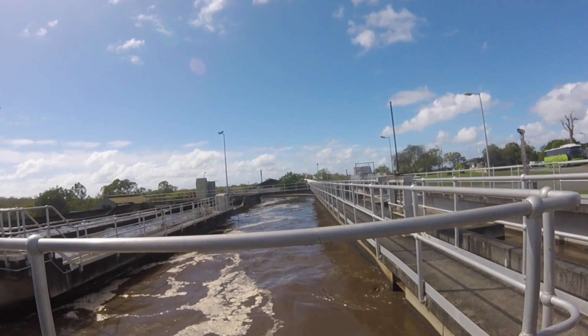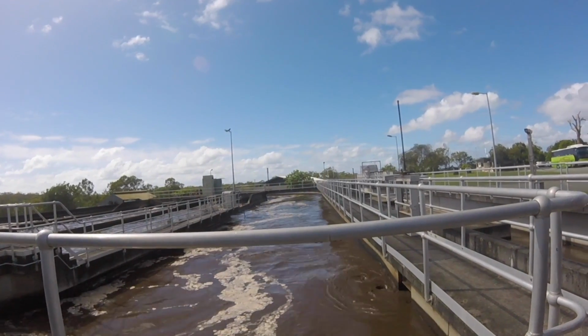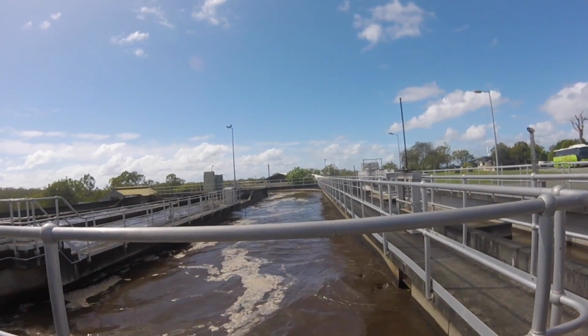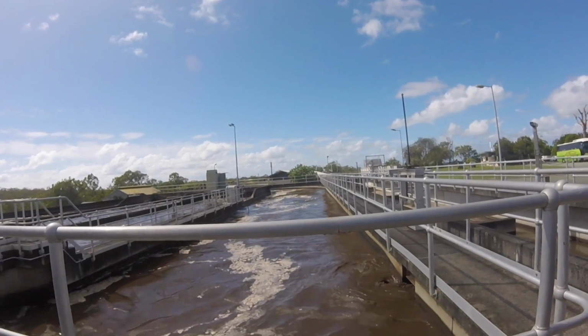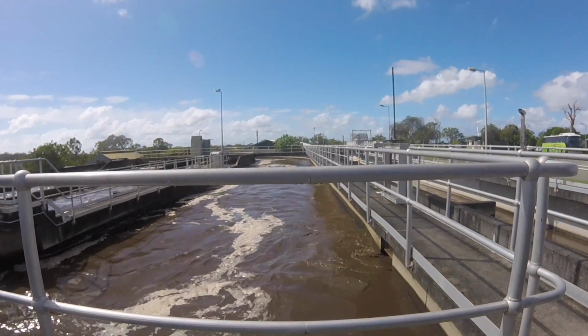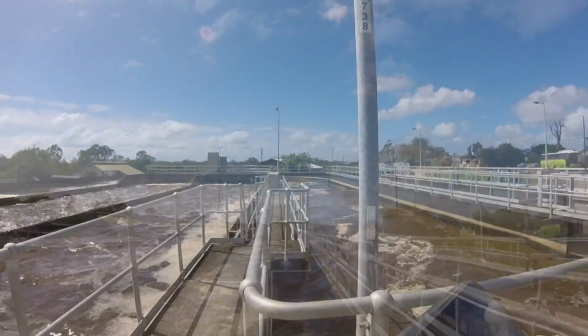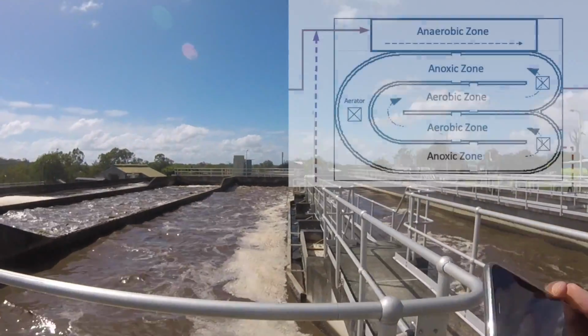The water flows from the anaerobic chamber into the oxidation ditch. The oxidation ditch is a modified activated sludge process that removes biodegradable organics from wastewater through long solid retention times.